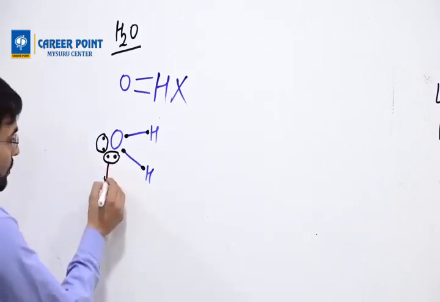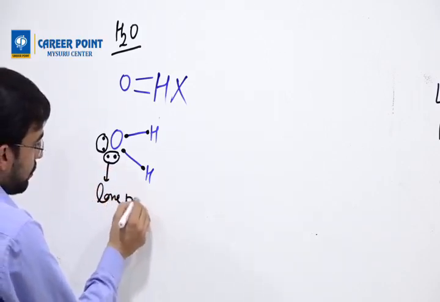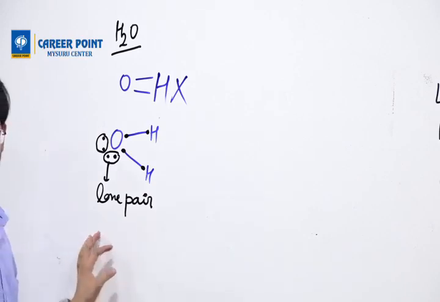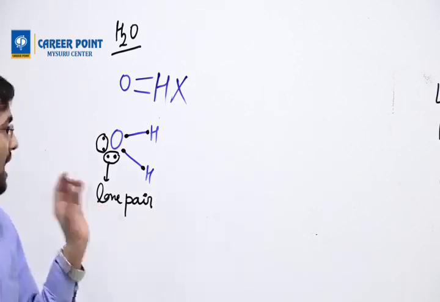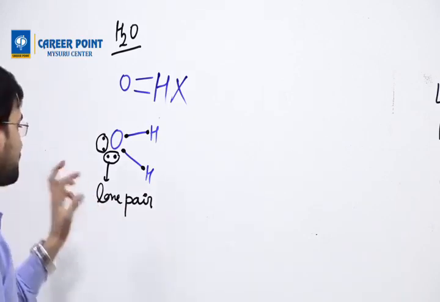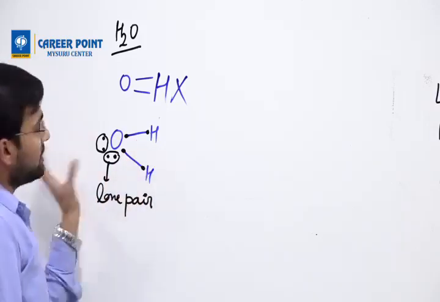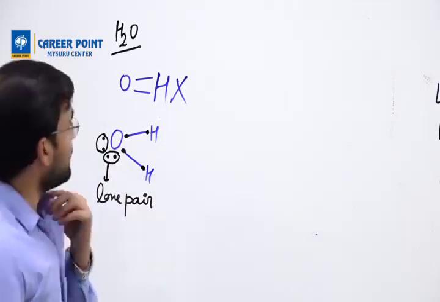This is known as lone pair. Okay. So now in this case what we do is 1 bond, 2 bond and 2 lone pair. Okay. Like this I've done.